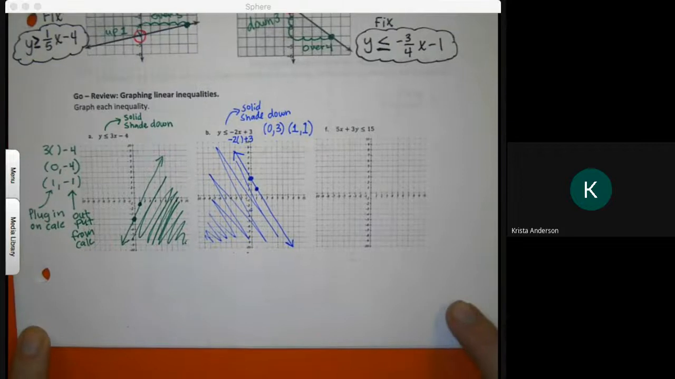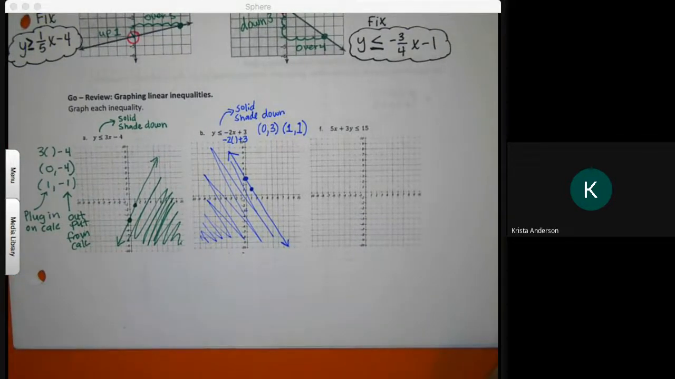Why is the last graph more difficult than the first two? It's a little bit different. Yeah. Isaiah? X on the same side. Yes. X and Y are on the same side. Does anybody remember what we do when X and Y are on the same side on the left? You have 2 options. We could solve it for Y, so it looks like those two. Or we can find the X and Y-intercepts.